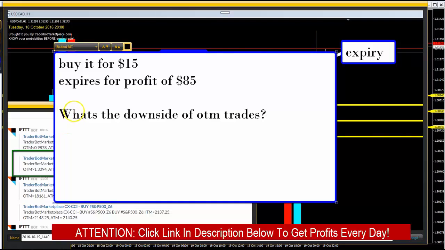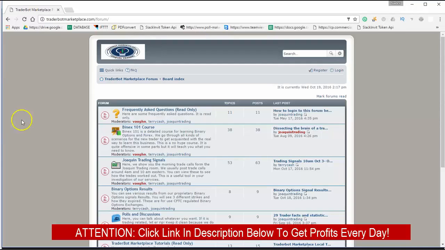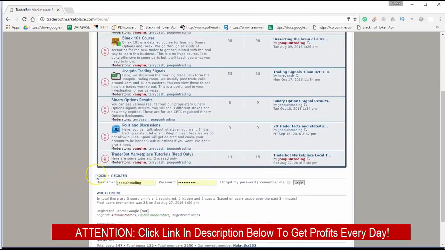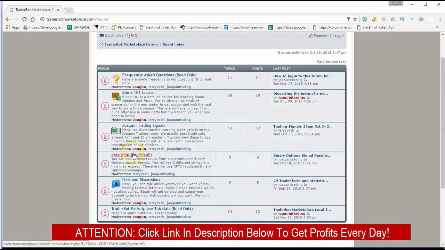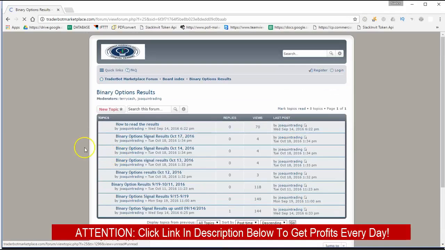So let's go look at some historical trade signals and how they expired. You can follow along and see exactly what I'm seeing as well. If you want to, all you have to do is go to traderbotmarketplace.com/forum right here. And you're going to see this site here right now. Oh wow, we're up to 3,250 members here. That's pretty cool. Okay, you can see the binary option signal results right here. Click on it, and it's going to give you all the way back until September of 2016, which is when we started these. So we're going to go look and see what these look like.